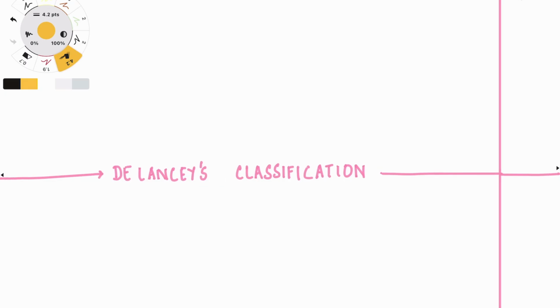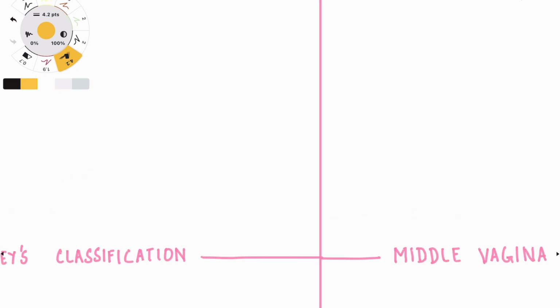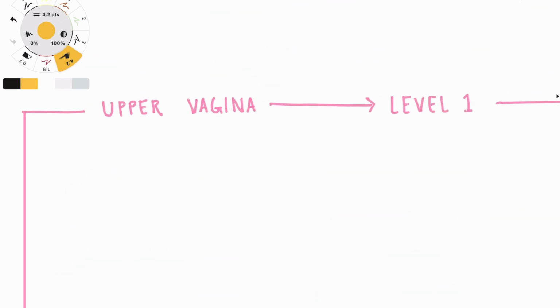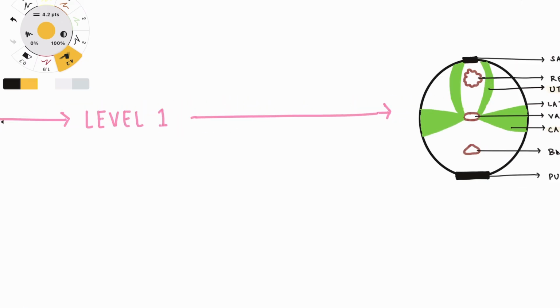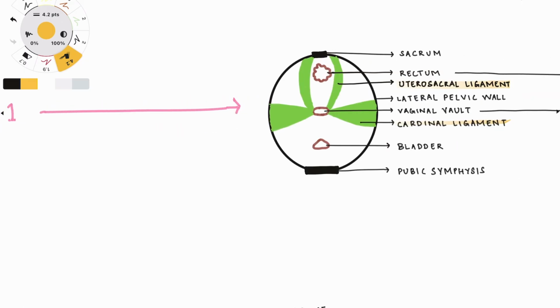In order to understand this classification, we need to divide the vagina into an upper part, middle part, and lower part. Upper part of vagina is labeled as level 1 in this classification. The arrangement of genital organs from the posterior to the anterior aspect are as follows: rectum, vaginal vault, and bladder.